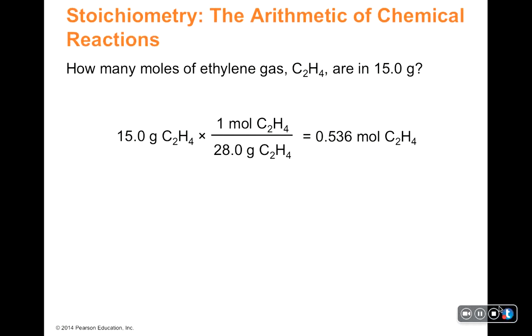So in the relationship that we know that we're using in the middle, the formula mass of ethylene is 28 grams per mole. So the 28 grams goes on the bottom so that the grams cancel, and 1 mole goes on the top. And so you'll see that grams on the top cancel with grams on the bottom and leave you with moles in your answer. And in terms of the numbers here, 15 divided by 28 gives you 0.536.